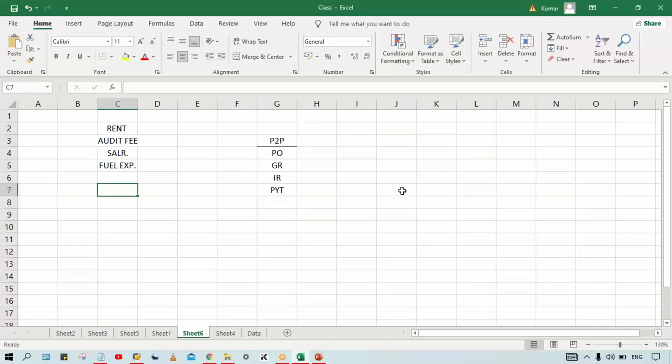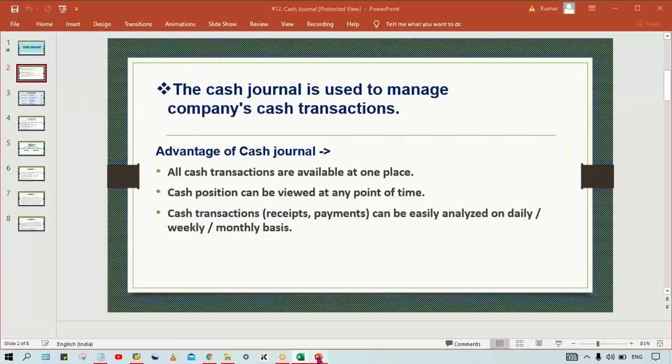Now, this is the reason behind creation of this cash journal, right? Cash journal is nothing but petty cash account. There will be a separate register where all the small cash related transactions are going to be recorded. Okay. Now I'll come back to this PPT once again.